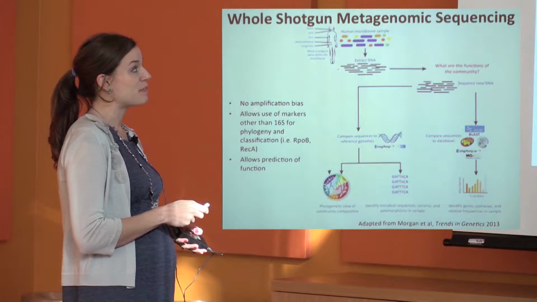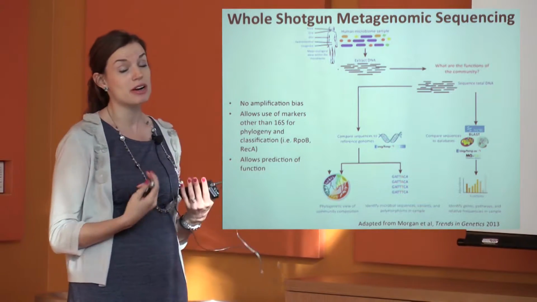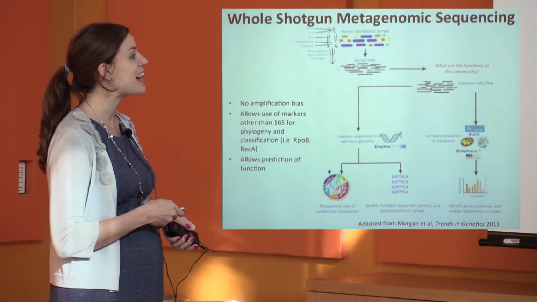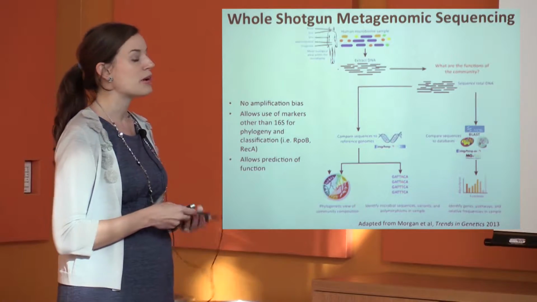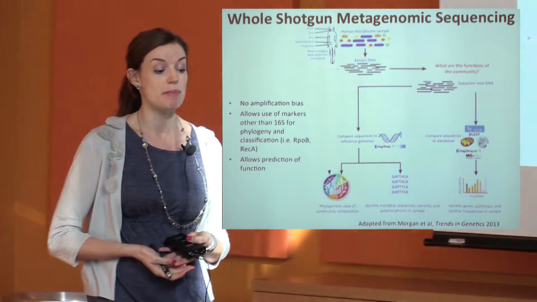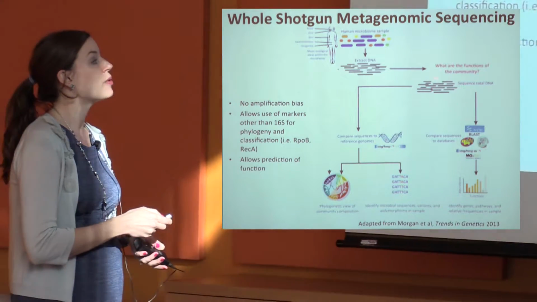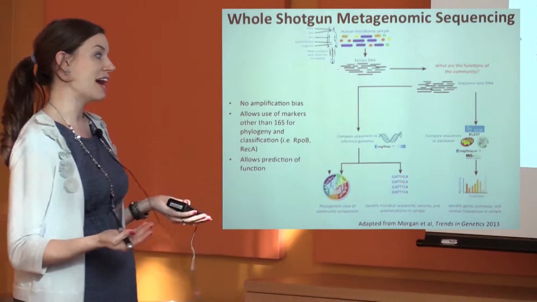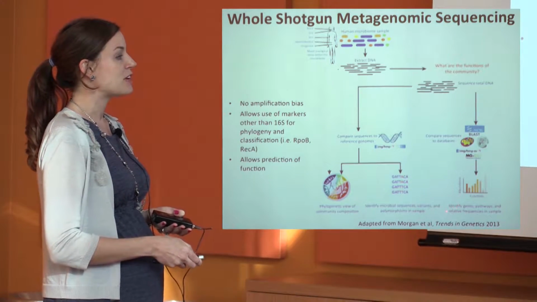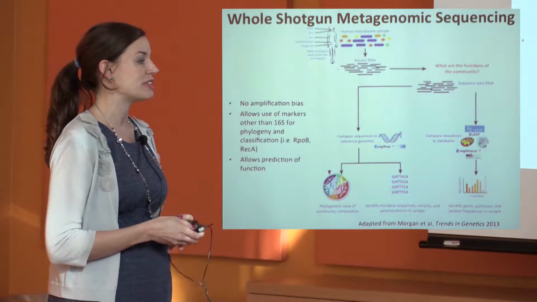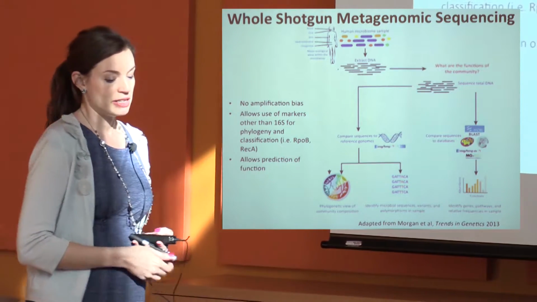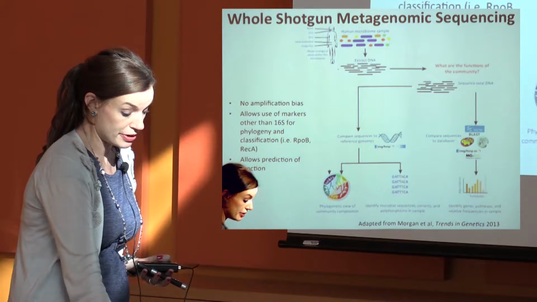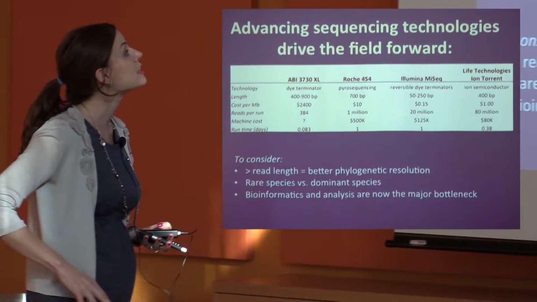That way you don't have amplification bias. You can use other markers other than the 16S to identify the bacteria. And that allows you also to make some predictions about the functions of the bacteria, because from this total DNA you have many, many genes, and depending on what kind of genes the bacteria have, you can identify different genes and pathways that may be enriched in your sample. So that's something that's becoming more and more frequent as the databases get better and as sequencing technologies improve.